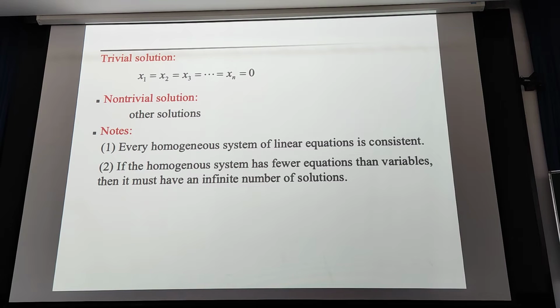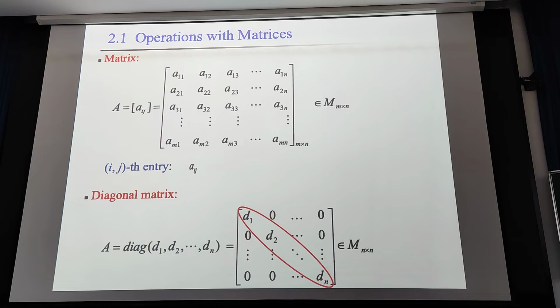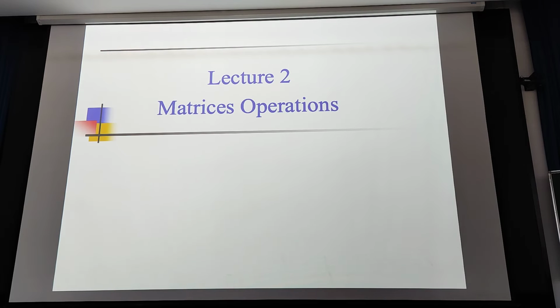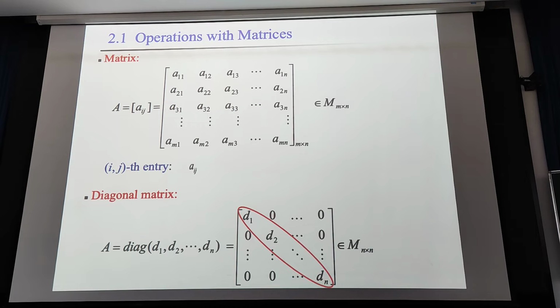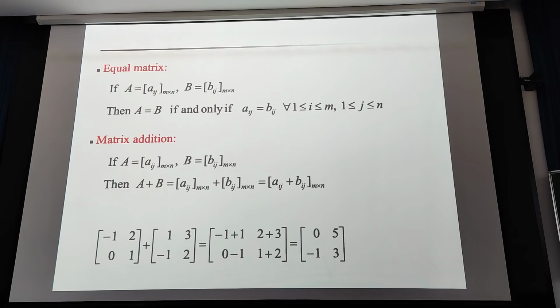Then we continue with lecture number 2, about matrix operations, that is, operations on matrices. A matrix is a rectangular table like that. We have a special form of matrix, that is the diagonal matrix. It looks like that on the screen.